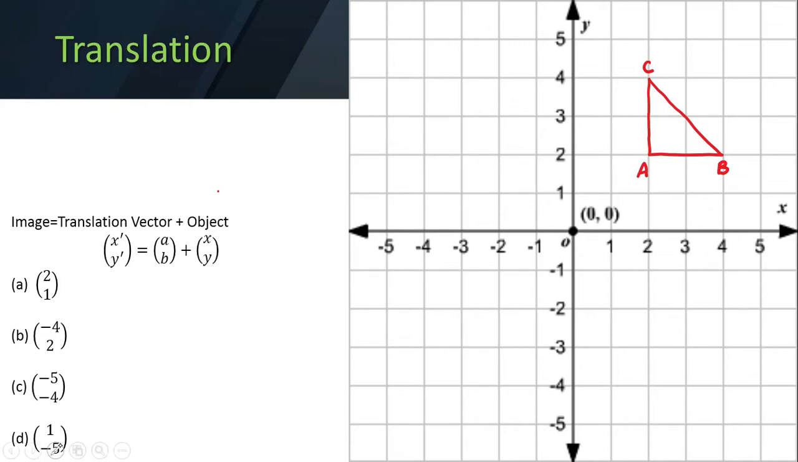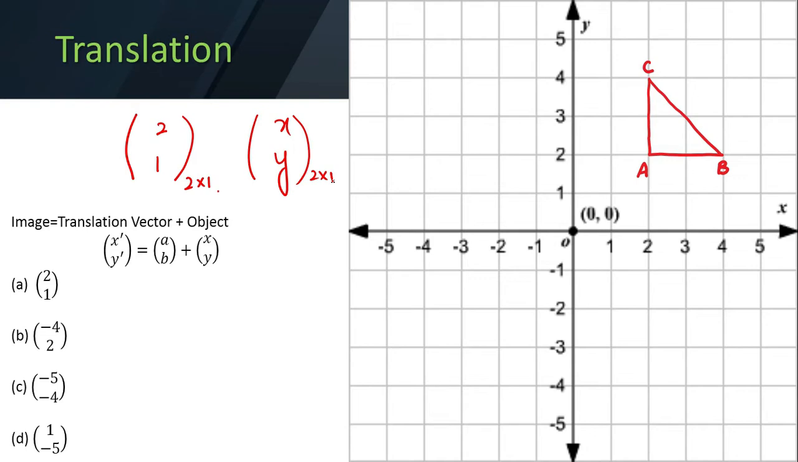The column vector is when we write something in a 2 by 1 matrix, like 2 and 1. So this is a 2 by 1 matrix, and basically this is the value of x and y. This 2 by 1 matrix in translation is called a column vector. In the question, the column vector will be given, and they will ask us to translate this given shape through this column vector. So in translation, image is equal to translation vector plus object.